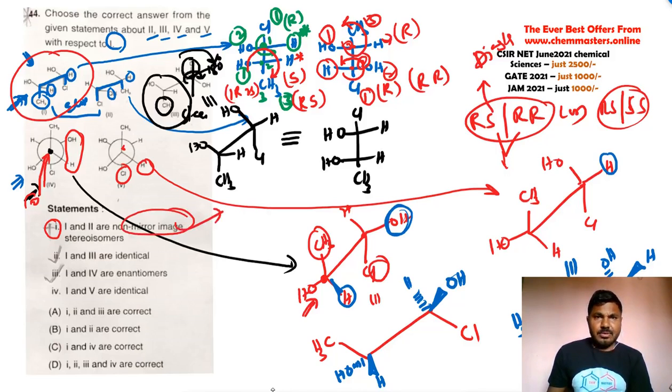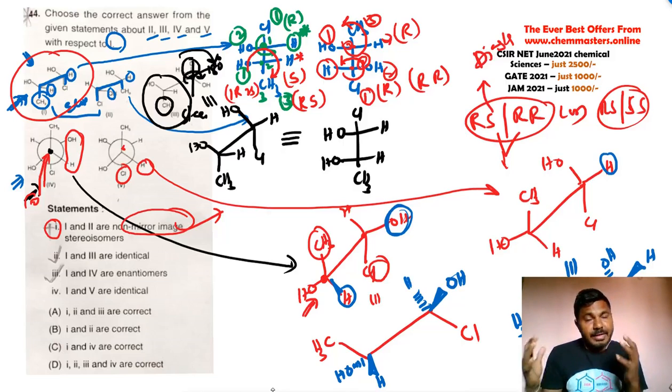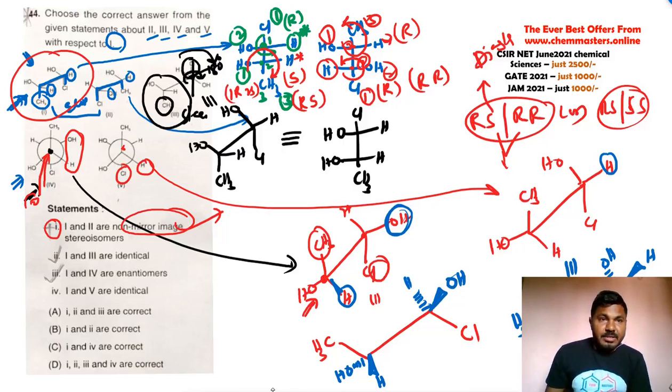It is correct, because they are diastereomers. What is the definition of enantiomers? Simply non-superimposable mirror images are enantiomers. So the first and second Fischer projections are non-mirror image stereoisomers, so we can call them diastereomers. So the first statement is the correct statement.